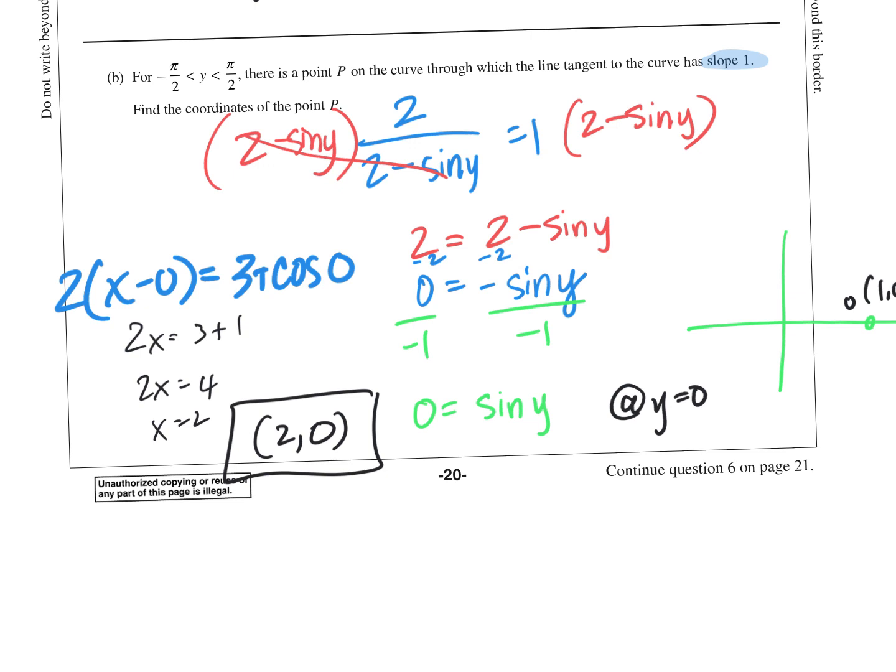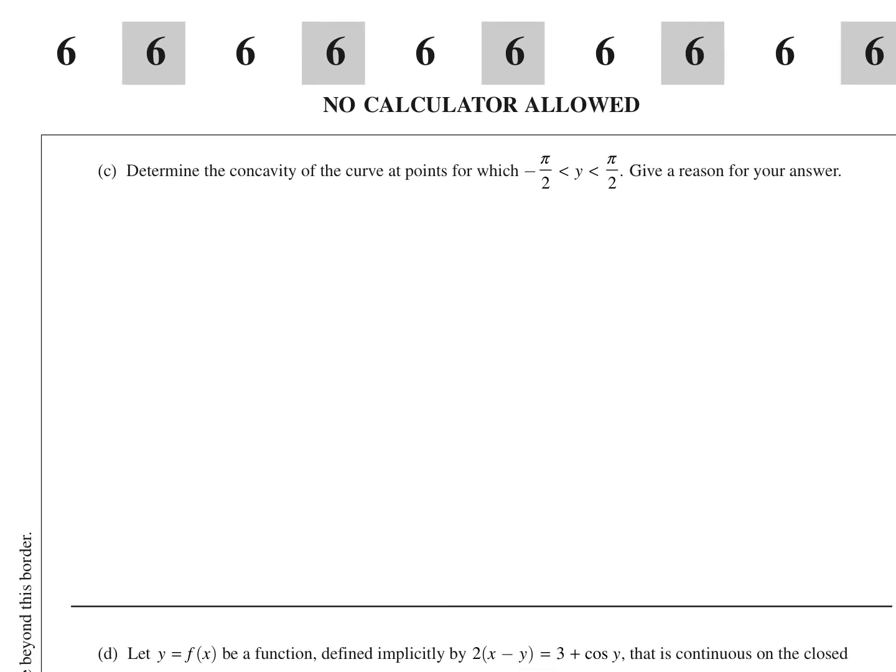Okay, y'all, we're almost there. Woo, last 2. It says determine the concavity. What do we know? What do we need for concavity? F double prime, that second derivative. And have we done that, or did we do a second derivative on a previous question? Or did we do it on this one? Not this one. Okay, shoot.